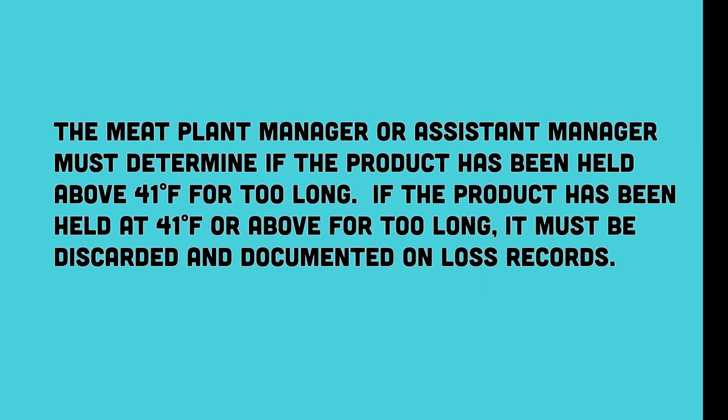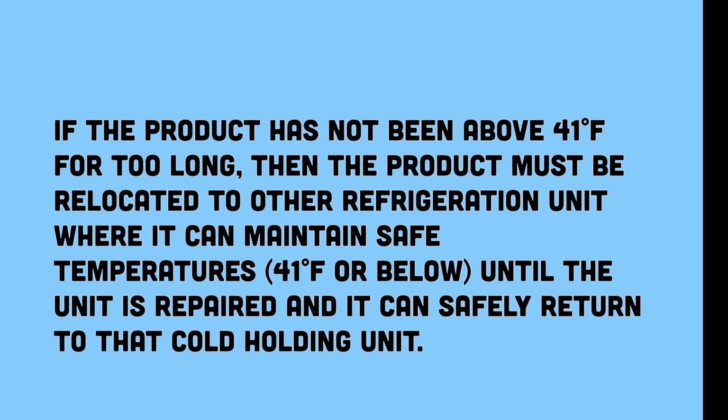The meat plant manager or assistant manager must determine if the product has been held above 41 degrees Fahrenheit for too long. If the product has been held at 41 degrees or above for too long, it must be discarded and documented on loss records. If the product has not been held above 41 degrees Fahrenheit for too long, then the product must be relocated to another refrigeration unit where it can maintain safe temperatures until the unit is repaired and it can safely return to the cold holding unit.